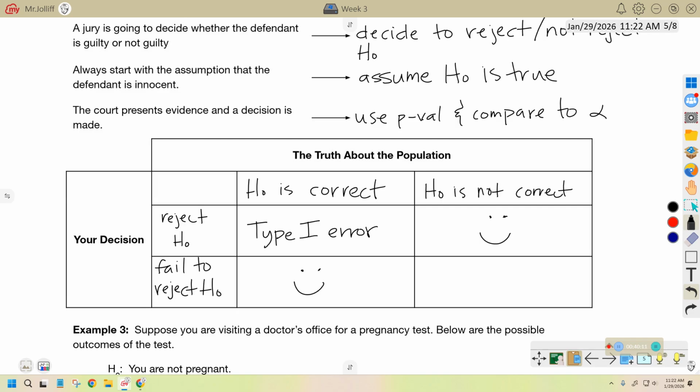Any guesses, based on what you know about statisticians, what we call that empty box? Type 2 error, very good. Or type II error if you're being silly. Yes. We have type 1 errors, type 2 errors. Type 1 error, I rejected when I shouldn't. Type 2 error, I failed to reject when I should.